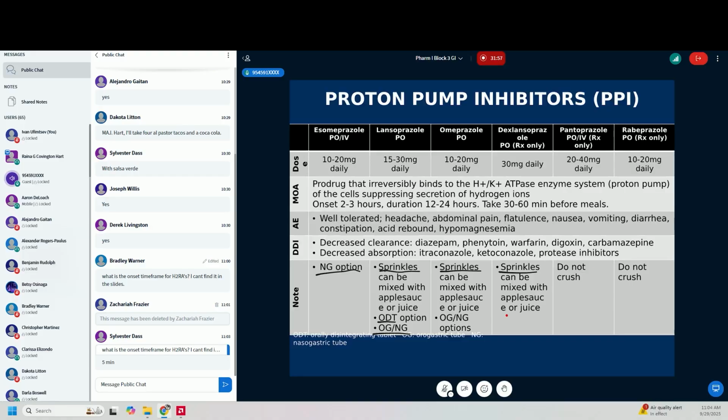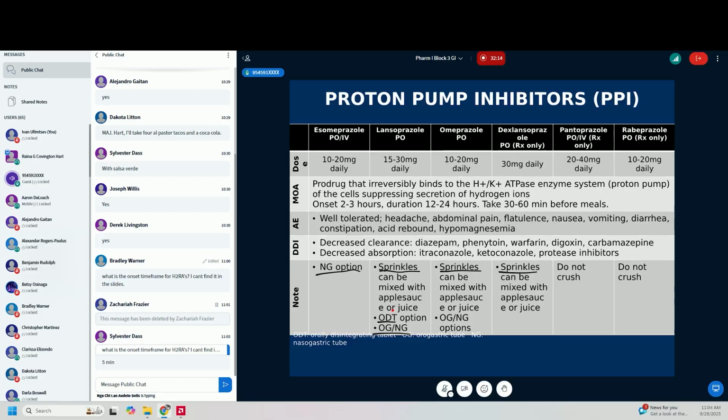ODT is that orally disintegrating tablet, so they'll put it in their mouth and it will just disintegrate. So if somebody does have issues with swallowing, especially if a patient has GERD, it's potential that they could experience that. This is a good option for them.